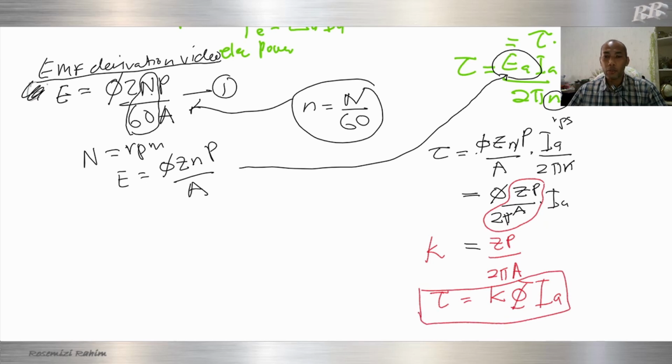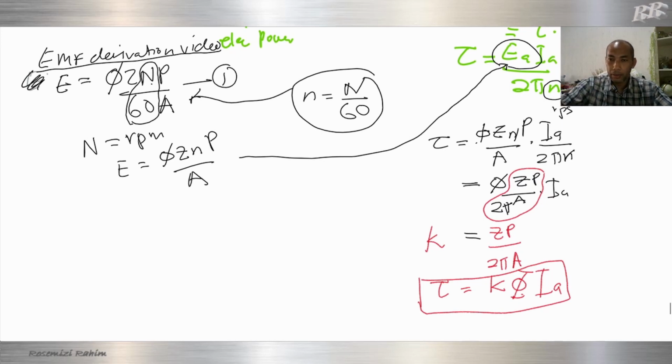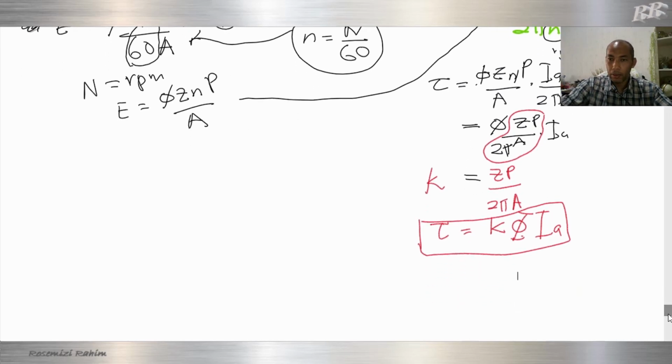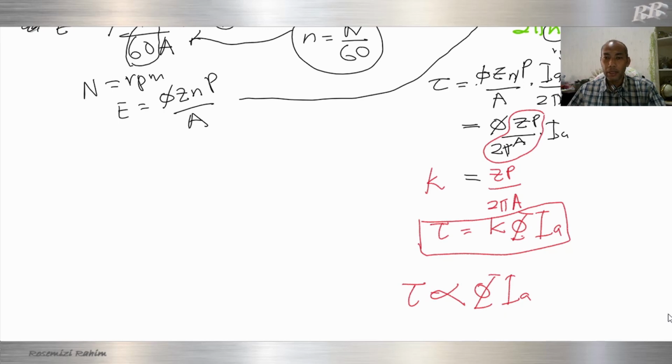This is the torque equation. From this equation we can see that torque is directly proportional to flux and armature current. The unit is Newton meter. That's all for the derivation of torque and power. In this case, we assume there are no losses.